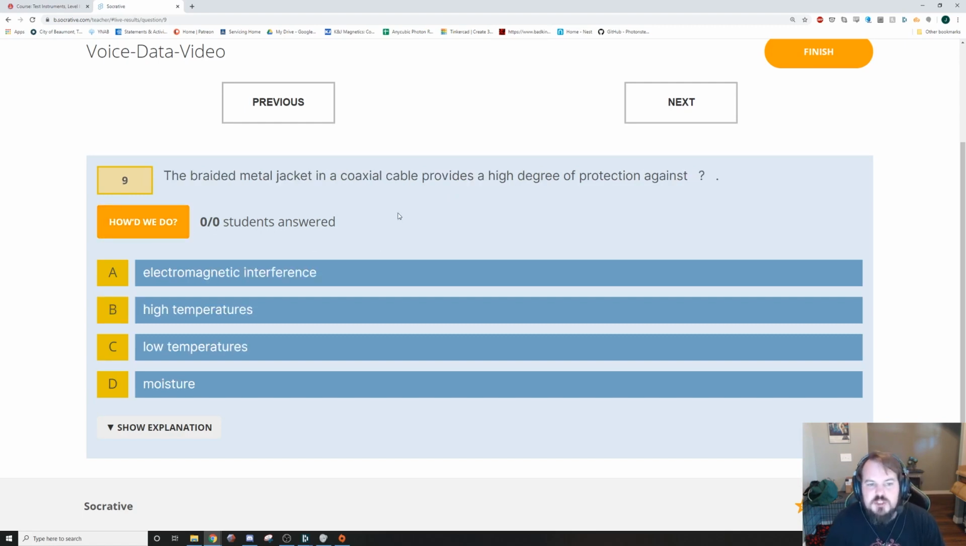A braided metal jacket in a coaxial cable provides a high degree of protection against electromagnetic interference. Just like the foil shield on that first cable that we talked about, the metal jacket around a coaxial cable makes sure that there's not extra interference hitting that wire.